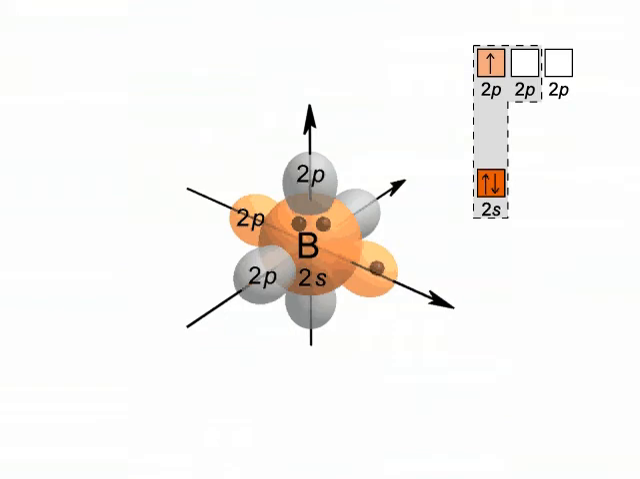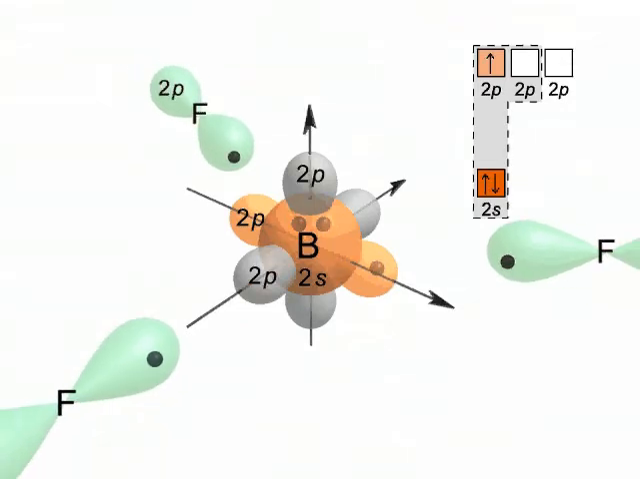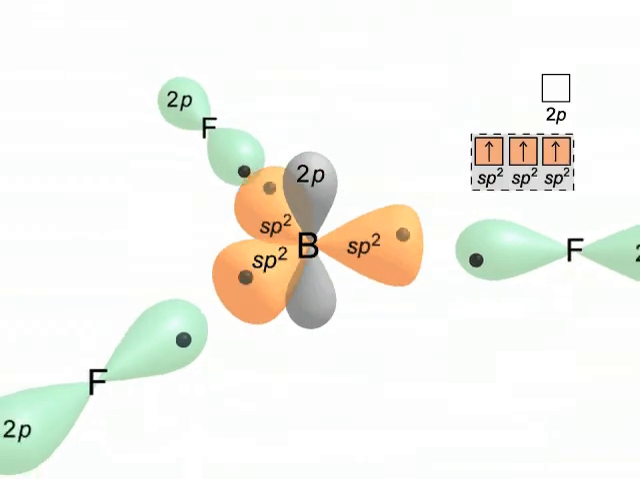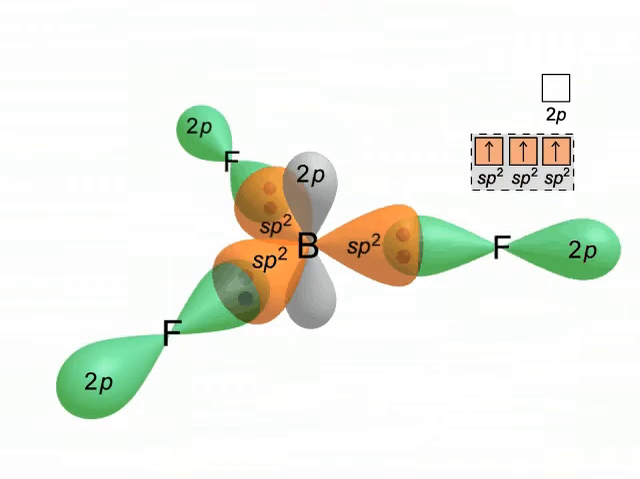Here's an orbital depiction of the ground state boron with filled 2s, half-filled 2p, and two empty 2p's. The fluorines have half-filled 2p orbitals. In BF3, the boron atom is hybridized, with the three sp2 hybrids pointing to the corners of an equilateral triangle. Boron and fluorine orbitals overlap to form three BF bonds 120 degrees apart.